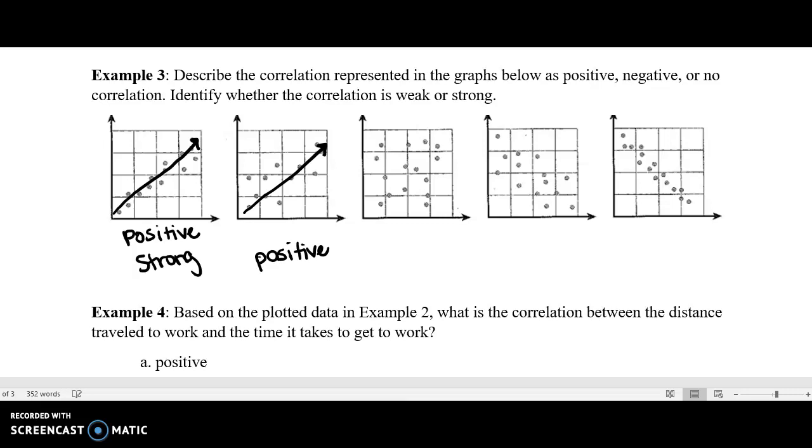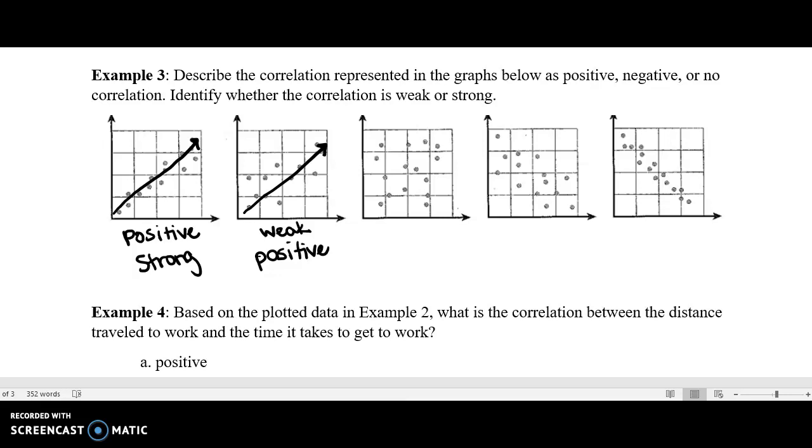But why is this different? Both of them have a positive correlation, but this one is a little weaker than this correlation because the line or the dots are more spread out.